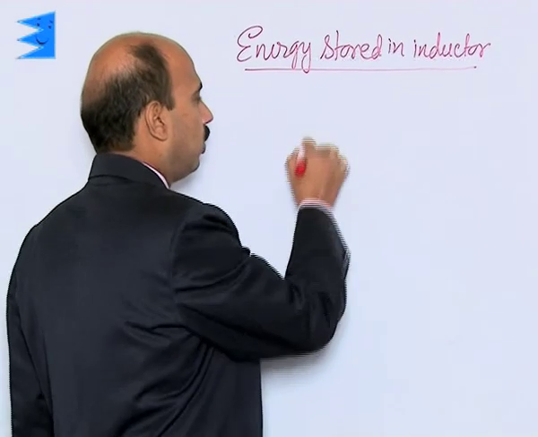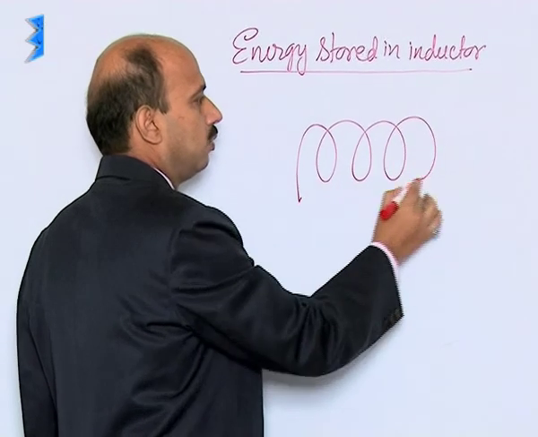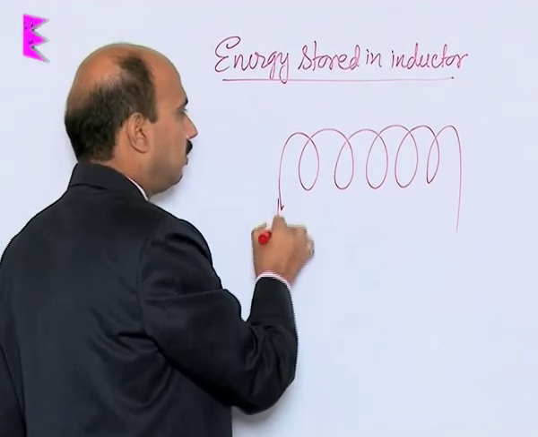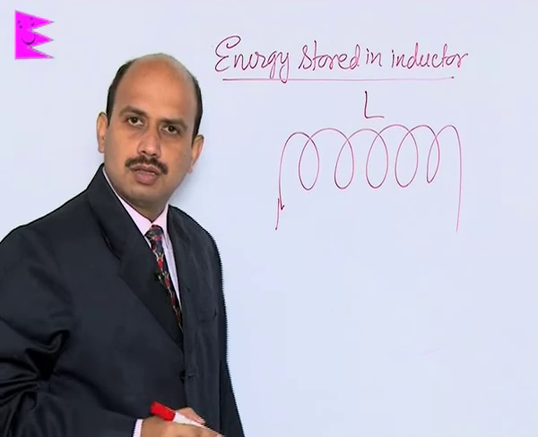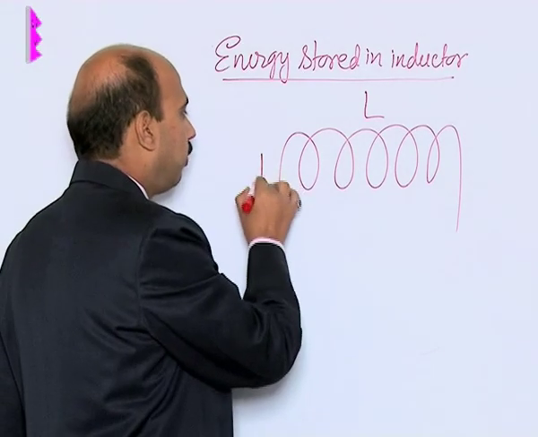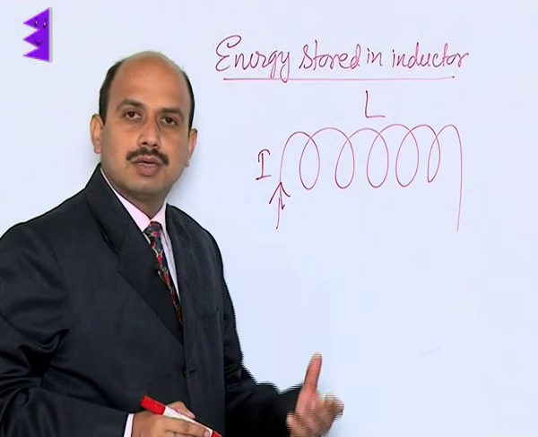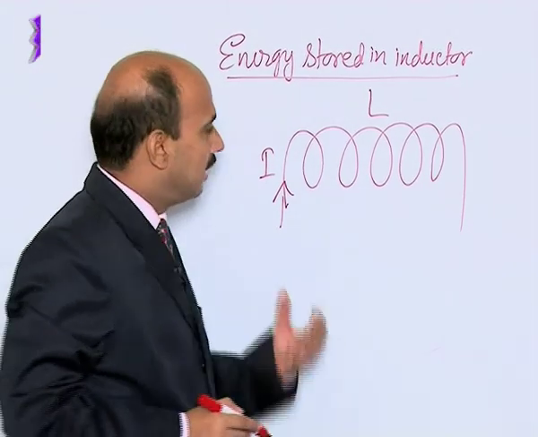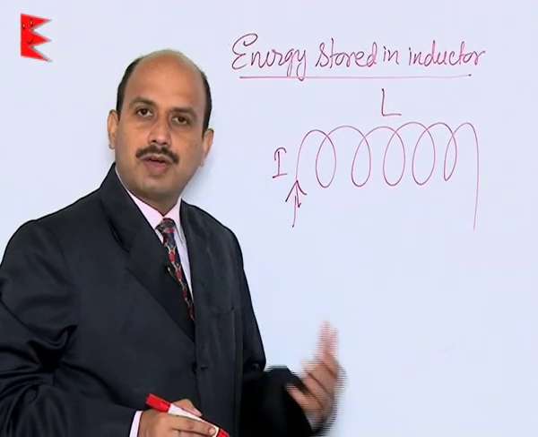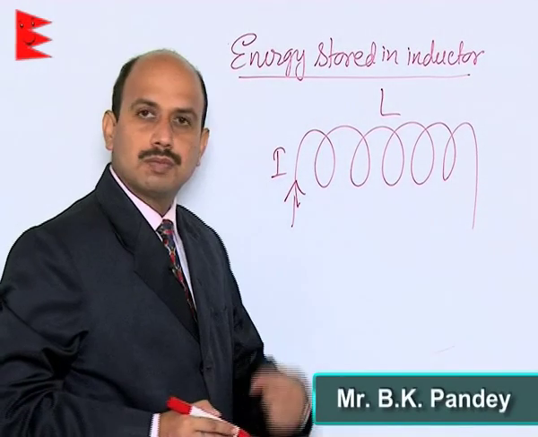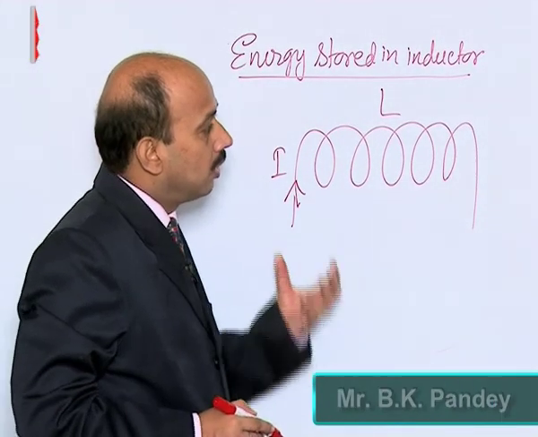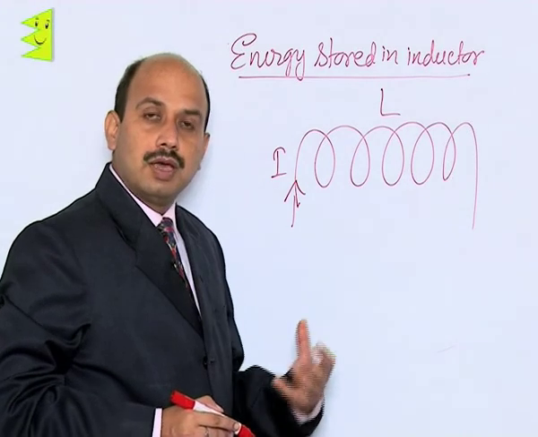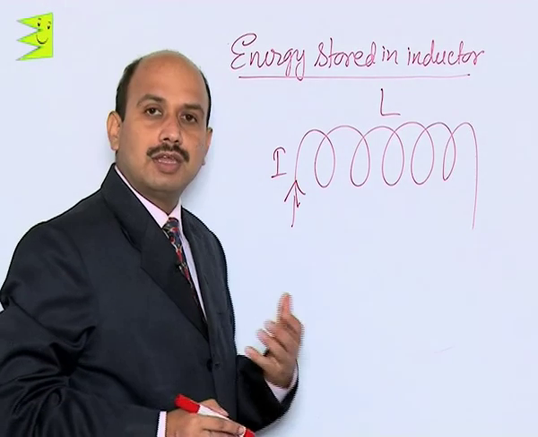Suppose you have taken a solenoid like this, which we also call an inductor, having self inductance L. When current I is flowing through this solenoid, what happens? A back EMF is induced which opposes the increase or decrease of the strength of current in the coil or in the solenoid. Now, the role of back EMF is simply to oppose the increase or decrease of the current.